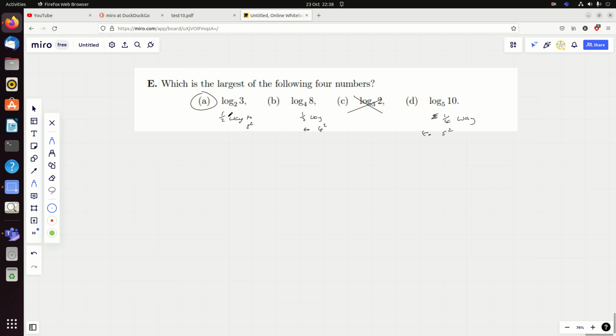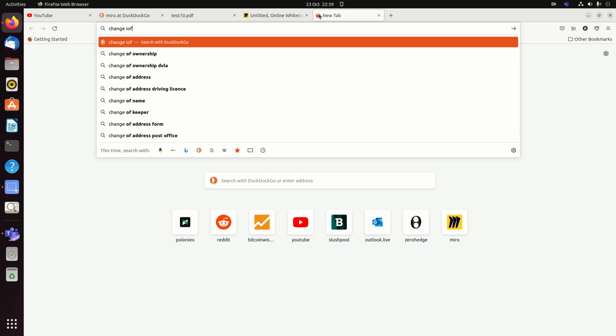You could do it with the change of base formula. I bet you could. What is the change of base formula again? I prove it occasionally, but log A base B equals log, now how do we do it? How do you change the base? Log C base B over log C base A or something like that. I'm actually going to Google it quickly now. What is the change of base formula? I can't believe I can't remember it.